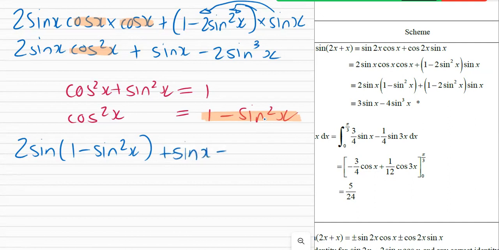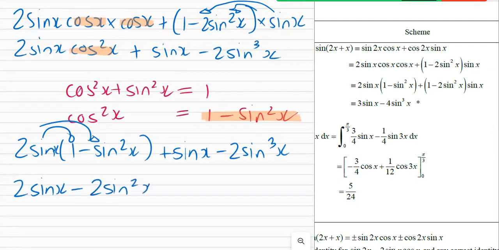Just bring down all my other stuff here. This should have an x there. I'm going to times this in, see what happens. 2 sine x minus 2 sine squared x plus sine x minus 2 sine cubed x. Nearly there. So I see a like term, this and this. What did I do? Hang on, something's wrong with this. So this times by this one, that should be a 3. Okay, that should be a 3.